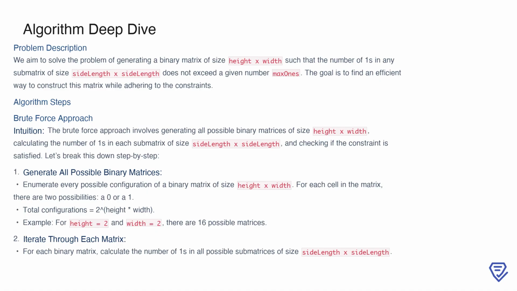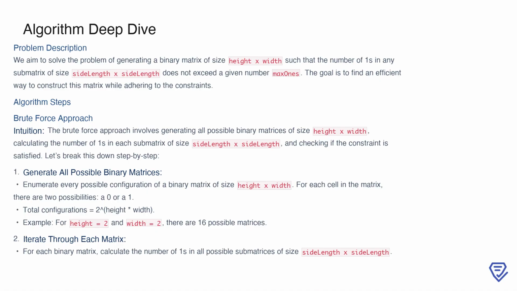One intuitive but naive solution is the brute force approach. This involves generating all possible binary matrices of size height x width. Since each cell in the matrix can either be 0 or 1, the total number of configurations is 2 raised to the power of the total number of cells. For example, a 2 by 2 matrix has 16 possible configurations.